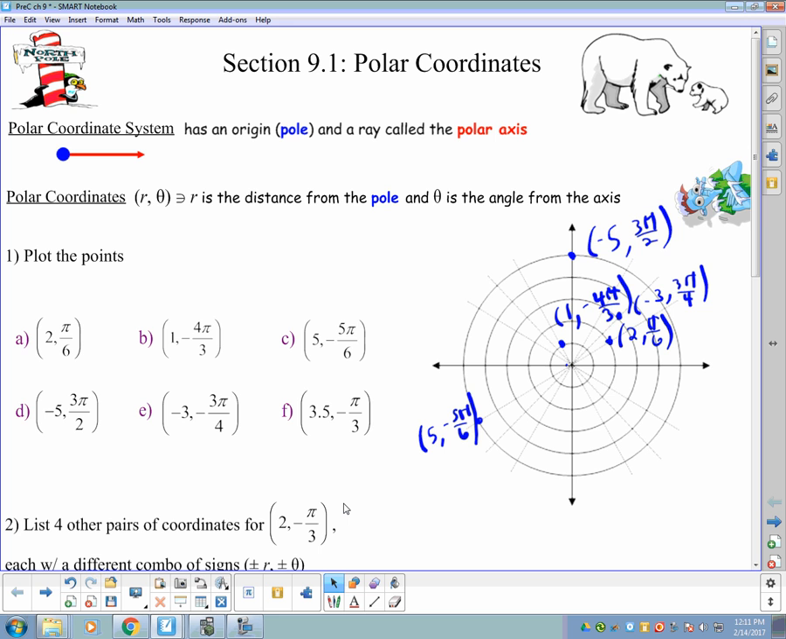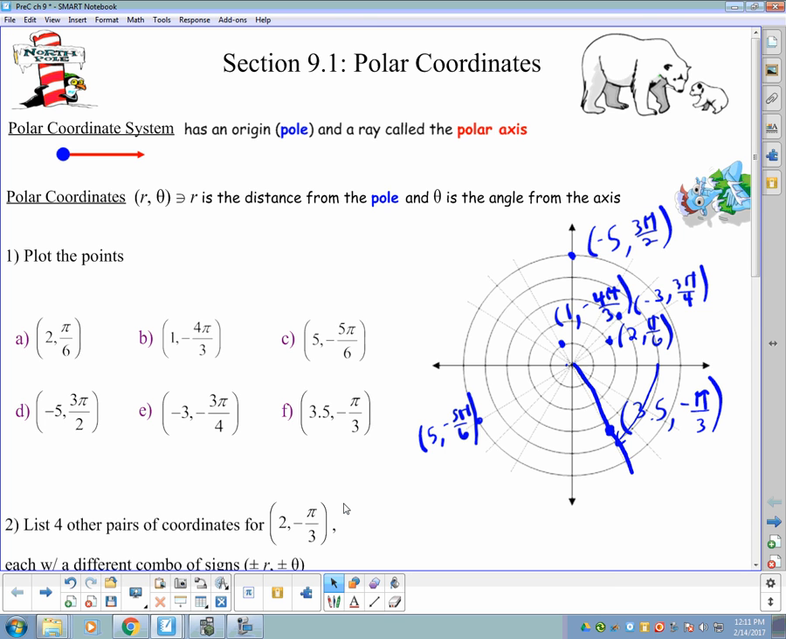And then negative pi over 3. Negative pi over 3 would go this way over to here. So I'm somewhere along this ray, right here. And the question is, how far out? Well, 1, 2, 3.5 out. So that puts me right here. So my coordinate here would be 3.5 comma negative pi over 3. So that's how you plot polar coordinates.